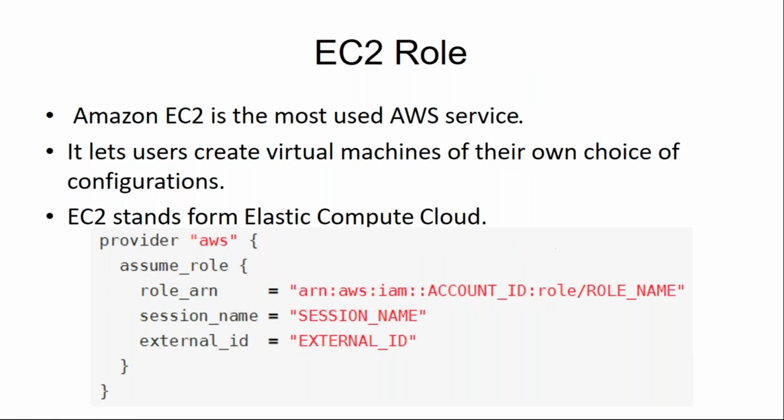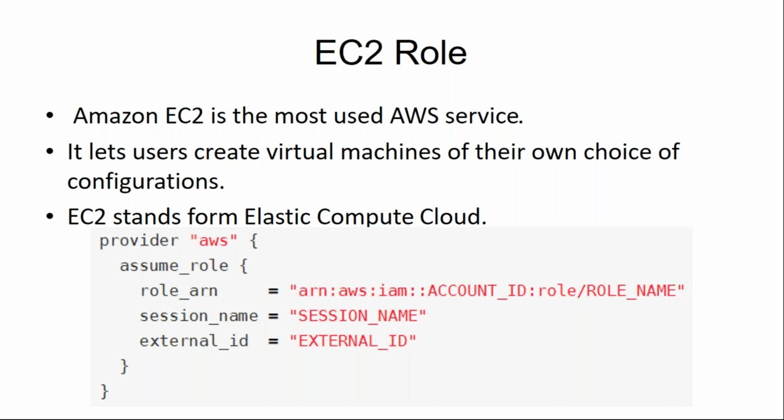If you are going to define an Amazon EC2 role, then within AWS, within the cloud, you want to communicate and run Terraform from that instance only. Then you have to create a role in Amazon EC2. It is the most commonly used service, where you can create a virtual machine and use the configurations of your choice. EC2 stands for Elastic Compute Cloud.